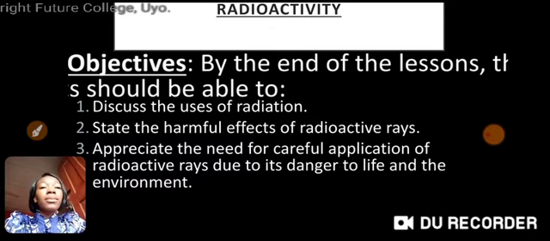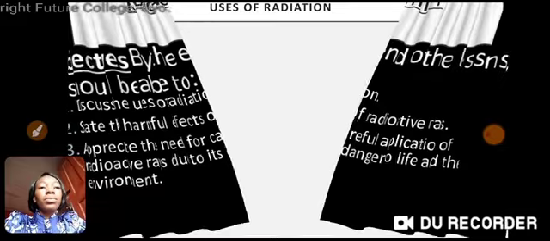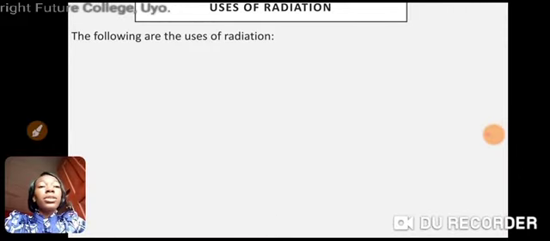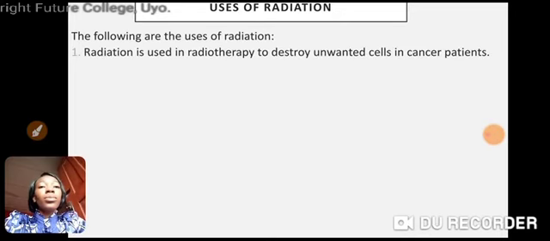Let's now look at the uses of radiation. The following are the uses of radiation. Radiation is used in radiotherapy to destroy unwanted cells in cancer patients. This is true because gamma rays can penetrate the human body, and because of that property of gamma rays, it's now used to treat what?